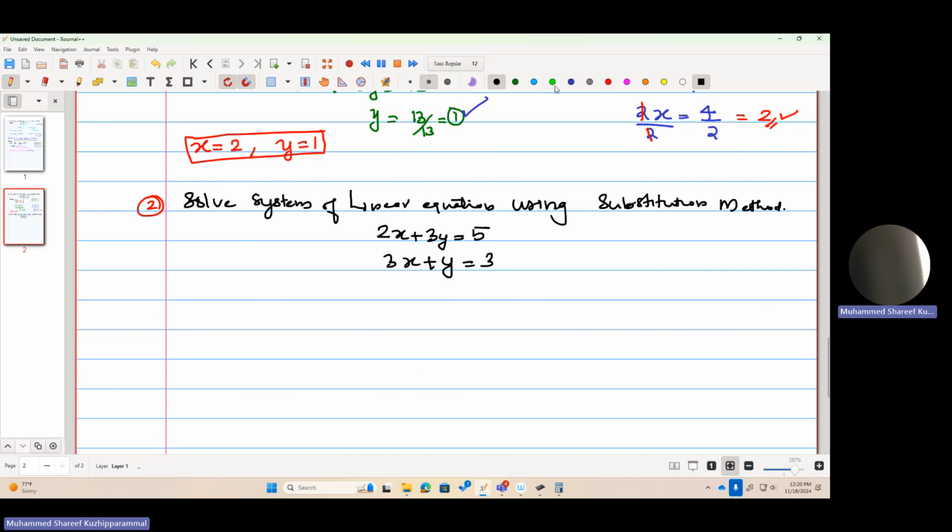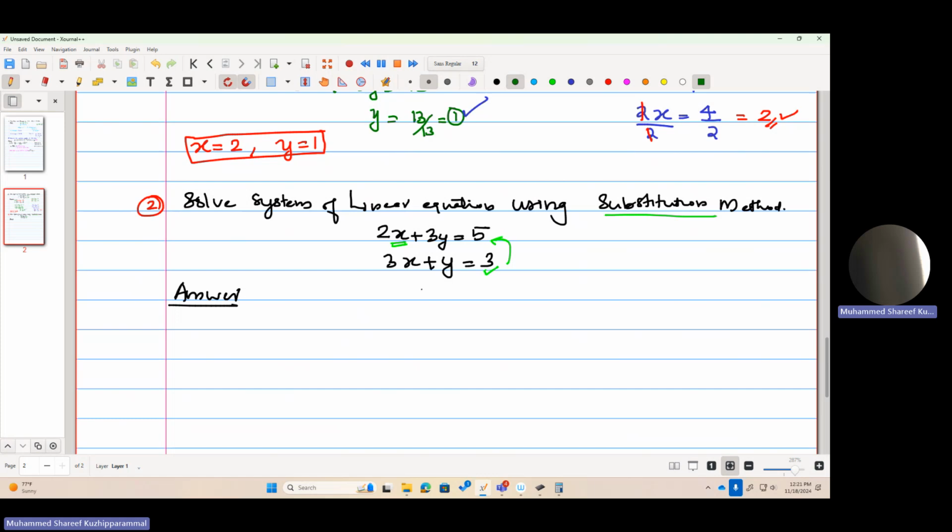As the word suggests, we are going to do substitution. What do you mean by substitution? Substitution means you will substitute the value of y in here, or you will find the value of x here and you substitute in the second equation. So for me now, simplest is this. This is what we are going to do.